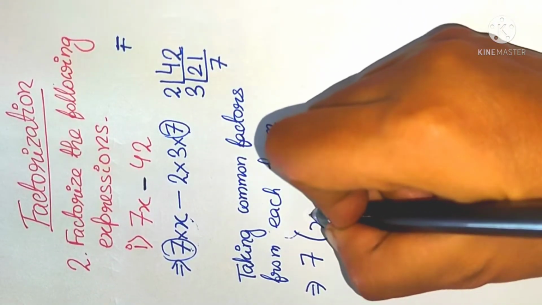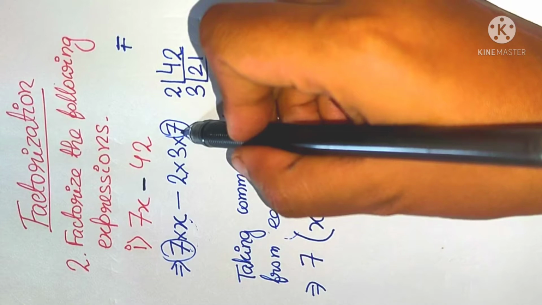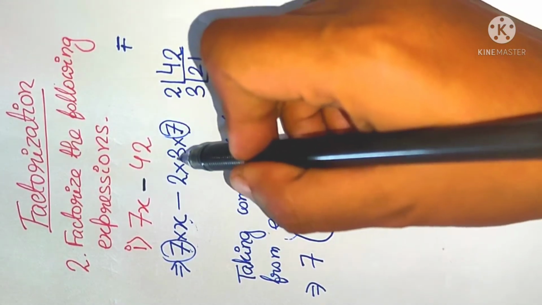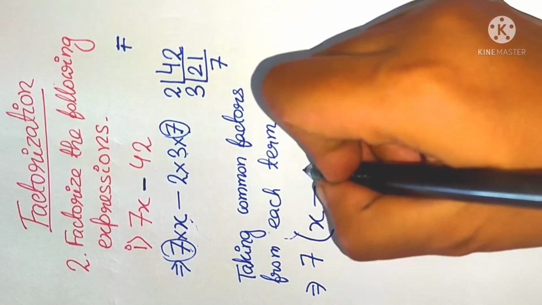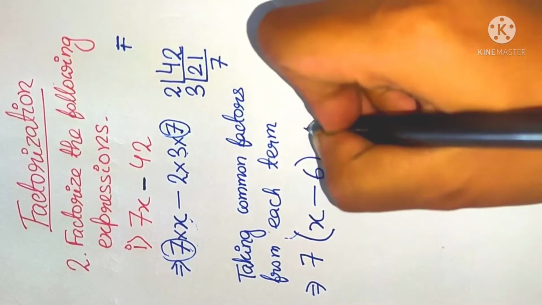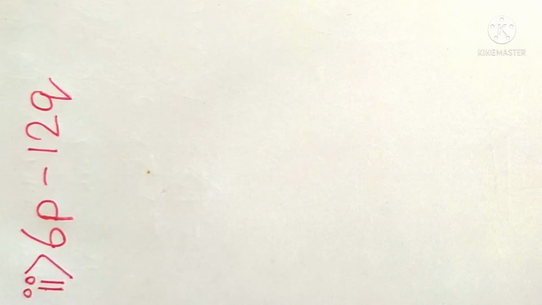So write x here, minus we will write as it is. Next we have taken 7 from this term as well, so we will be left with 2 and 3, that is 2 into 3. So 2 into 3 is 6. So this is our final answer. Let's start with the next sum.